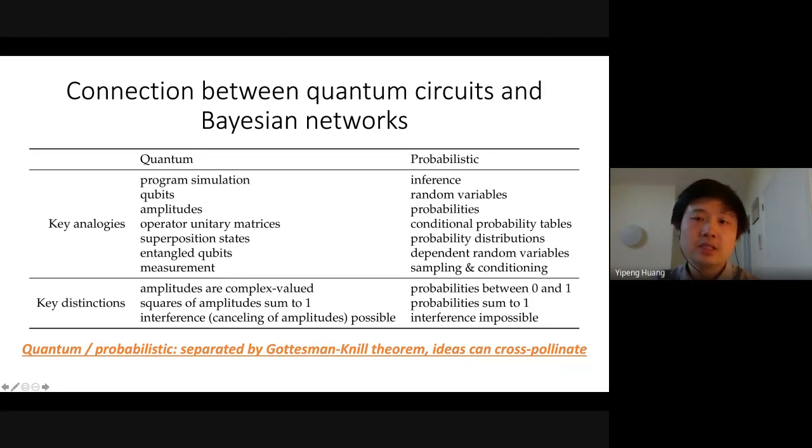And the key distinctions here are just that we have to turn the probabilities that we have in classical inference and turn them into complex valued amplitudes. And because of that, we're going to have the types of interference and the canceling of amplitudes in the quantum setting that you usually would not get in a purely classical probabilistic setting. Okay. Any questions so far?